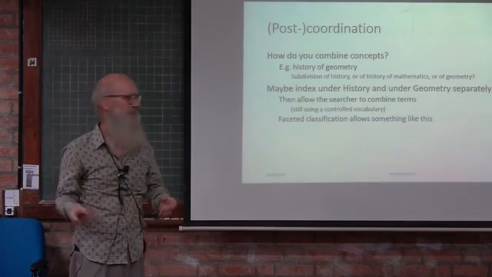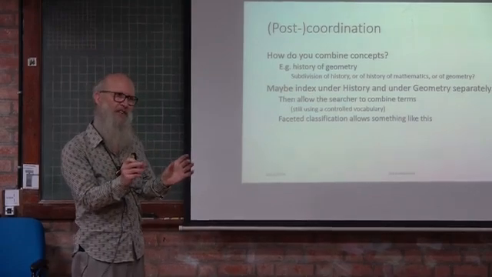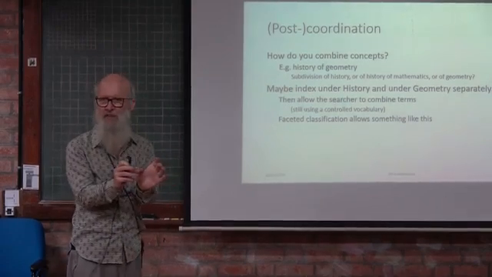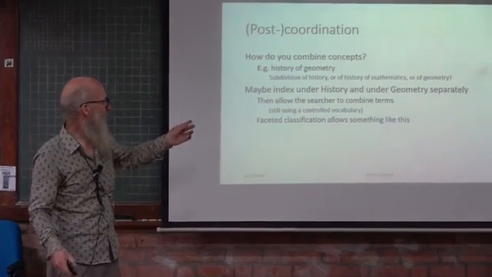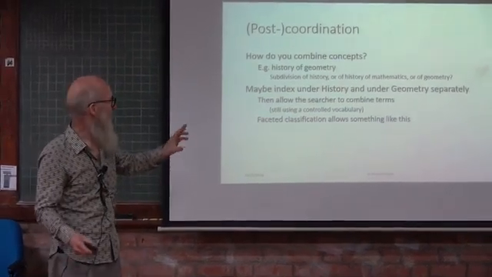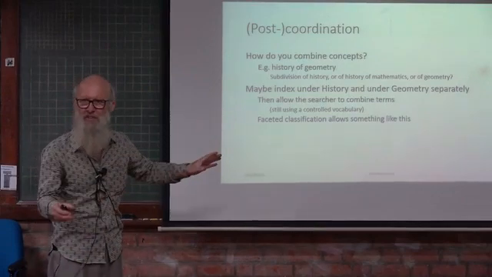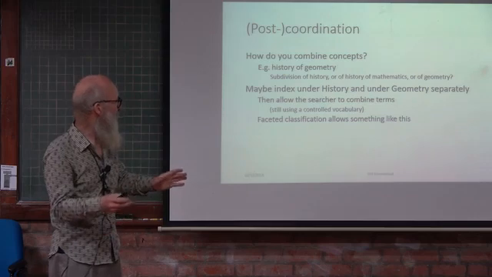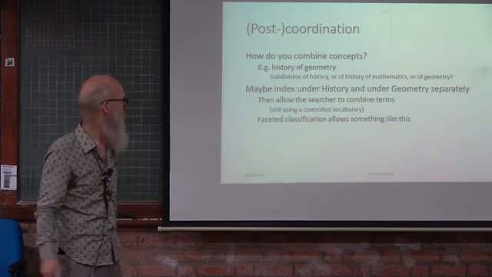So maybe I can index something under both of those terms and invite the user to combine them at search time. So I'm still thinking in terms of a controlled vocabulary. I've defined what history means somehow, and I've defined what geometry means somehow. But the user can say, I'm interested not just in one of those on its own, but in the combination of two.